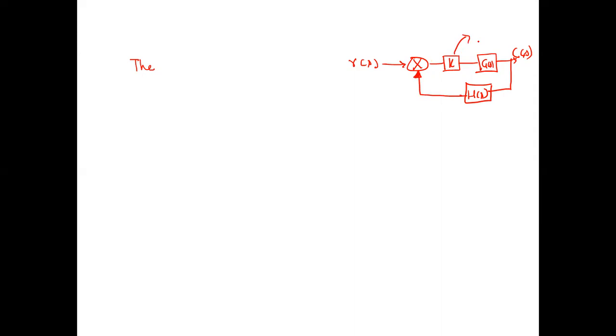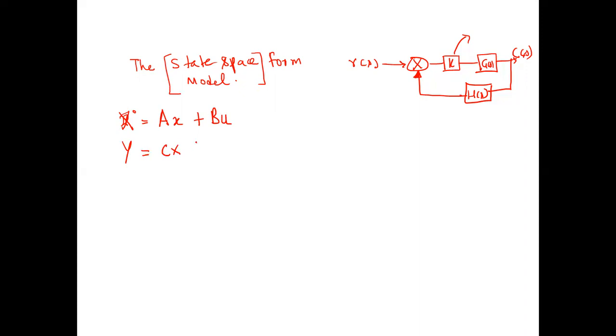So here there is another form of representation of the system that is called the state space form, or in other terms, the state space model. In state space modeling, we write an equation in the form of x dot is equal to Ax plus Bu. I'm going to explain everything, don't worry about that. And similarly, I write y is equal to Cx plus Du.